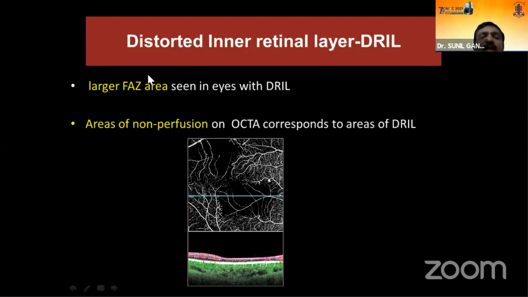That's DRIL. You tend to see larger FAZ areas in eyes with DRIL when compared to those who don't have DRIL. Areas of non-perfusion in OCTA correspond to the area of the DRIL. So OCTA has a very good correlation with the distorted inner retinal layers.